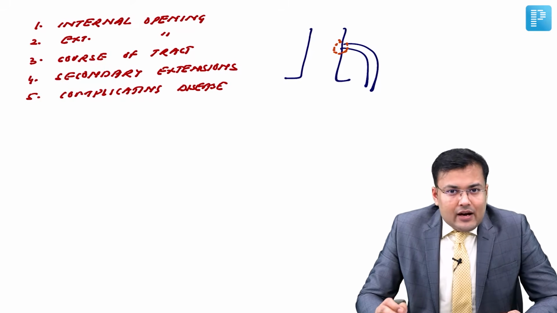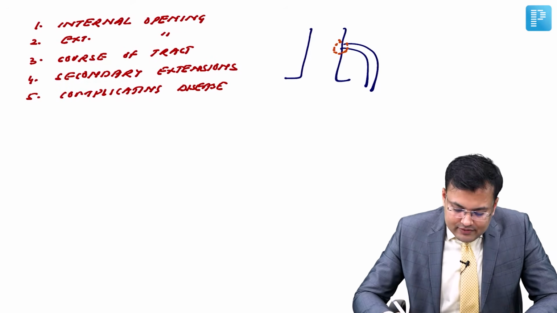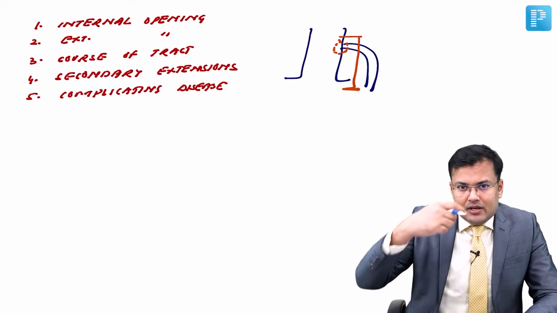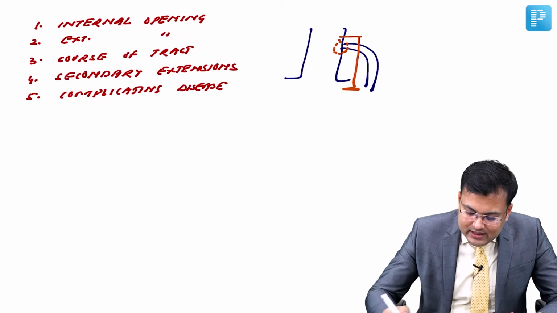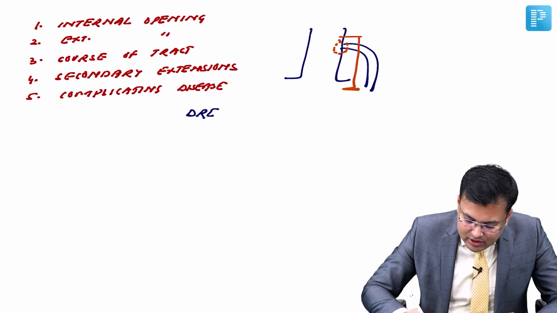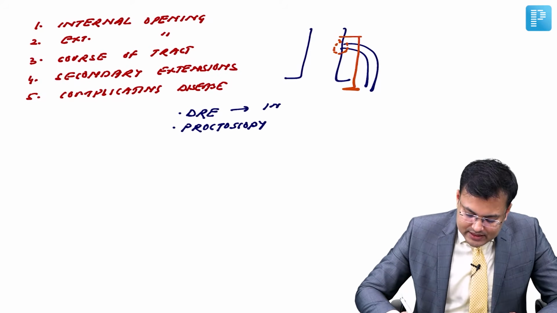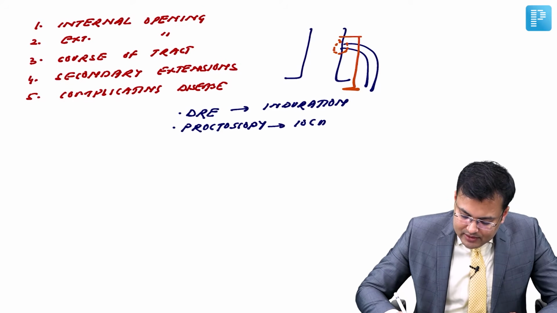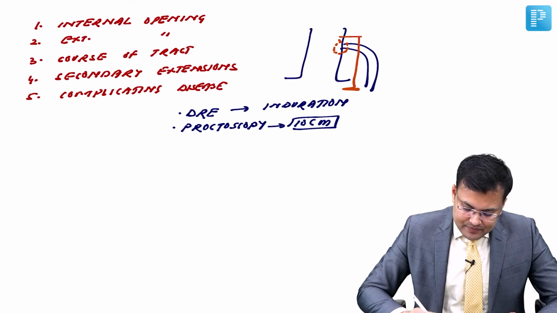Sometimes beginners are not able to appreciate this induration. So what? You must be knowing the length of the proctoscope, 10 centimeter. If this internal opening is within 10 centimeter, you can perform the proctoscopy and visualize it. Clear? So how can we localize this internal opening? We can localize this on digital rectal examination as well as proctoscopy. On digital rectal examination, there is induration, and the length of the proctoscope is 10 centimeter, so we can visualize the internal opening if it is within that and localize it, right?